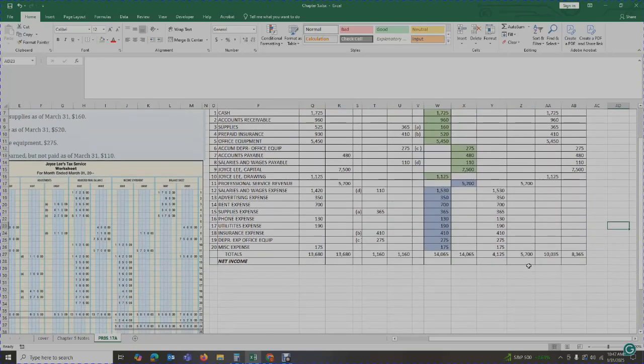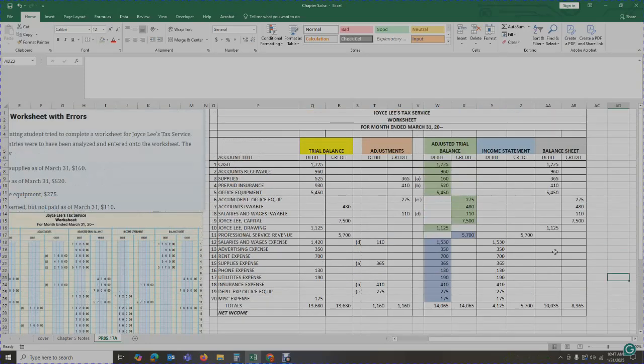Should we be panicking at this moment? Should we be panicking that we are not in balance? Let me see if I copied everything correct. 1725, 960. Okay, here I didn't copy. I copied the wrong one. Okay, so this one should be 160. And then this one should be 520. So I should be copying these amounts right here.